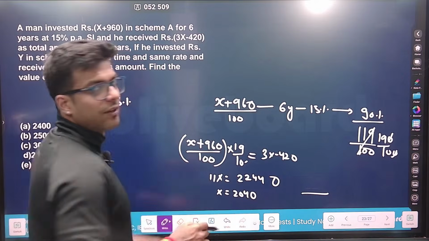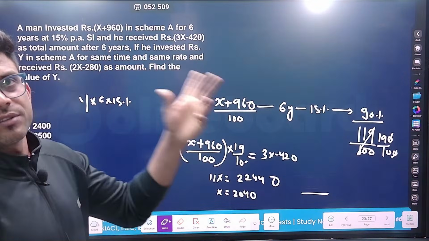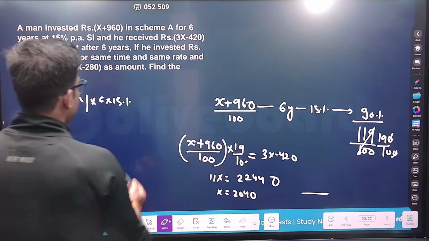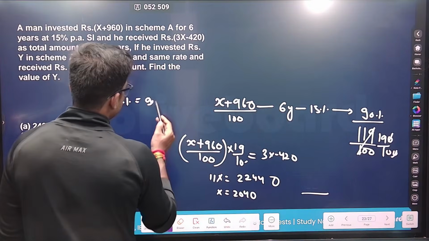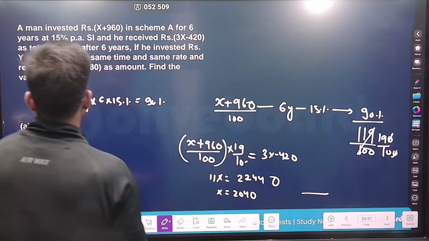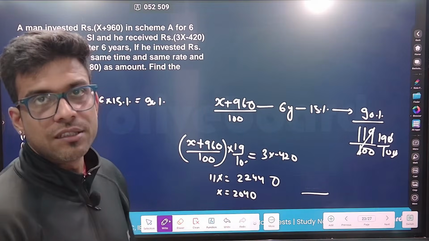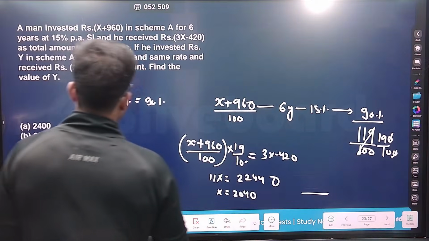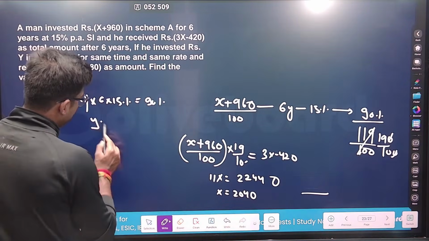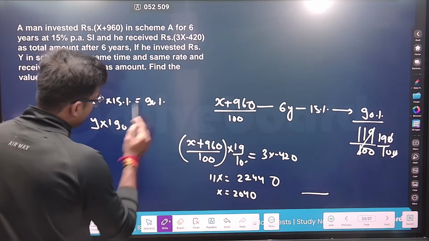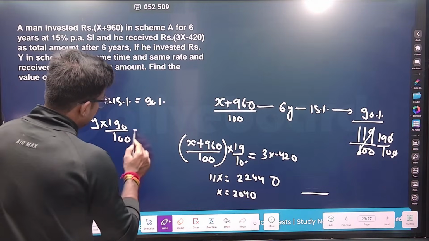Correct? Is it fine now? Scheme Y was there, he's investing at 6%, for 15 years. Again, he would receive 90% as interest, but he received 2x minus 280. So again, I would write y multiplied by 190, amount would be 190 by 100, is equal to 2x.